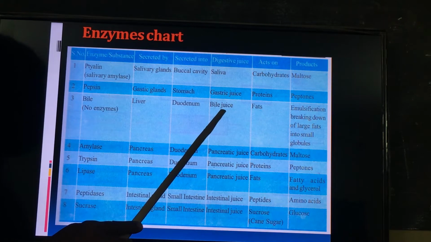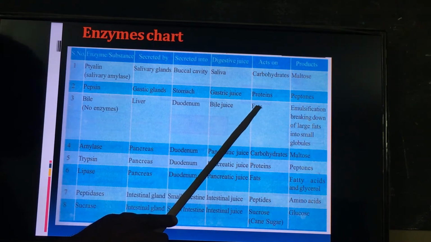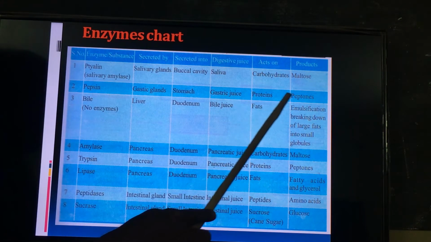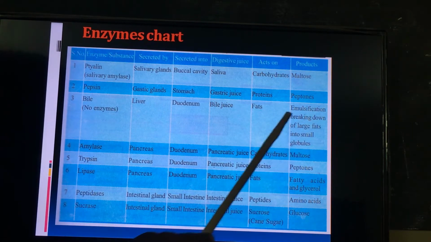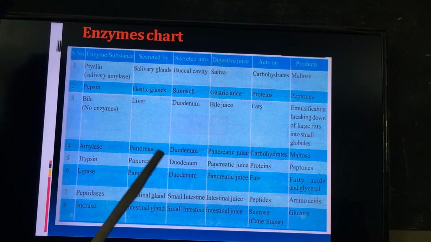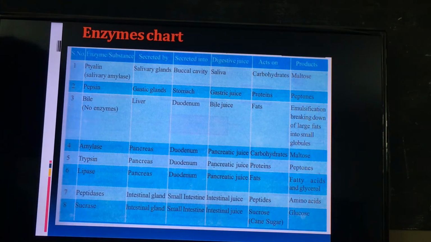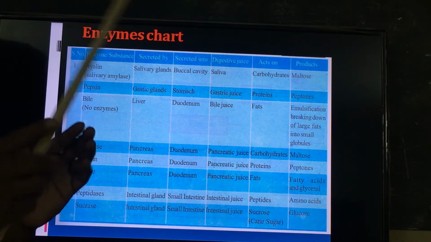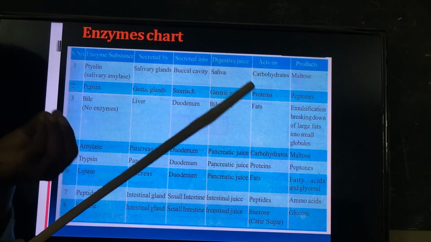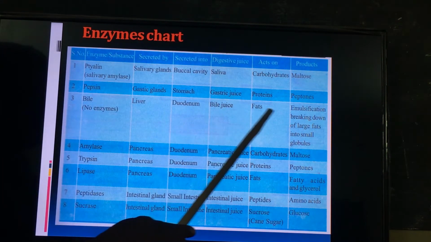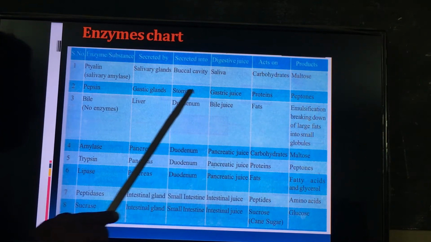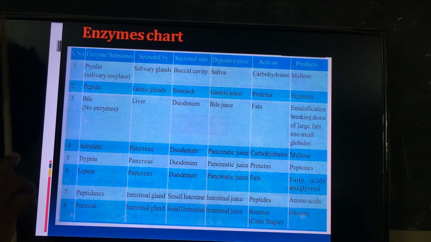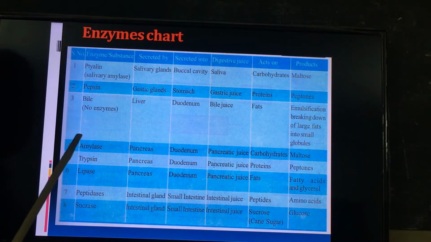In the duodenum, bile juice acts on fats, complex molecules, and is helpful for emulsification of fats. I already explained, what is emulsification? Emulsification means fats are broken down into small globules, small particles. Which juice is helpful for emulsification? Bile, released from the liver, which does not contain any enzymes.